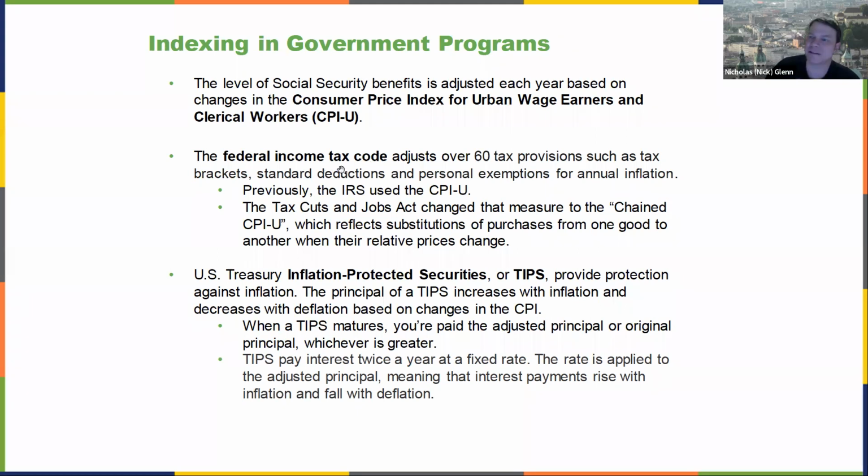The federal income tax code actually adjusts as well. These different tax brackets will adjust automatically based on how much price levels increase from one period to the next.